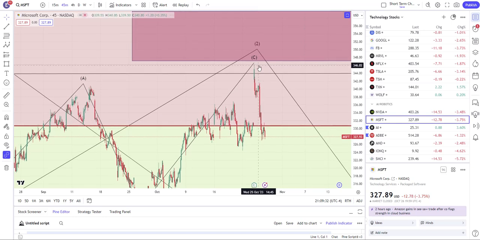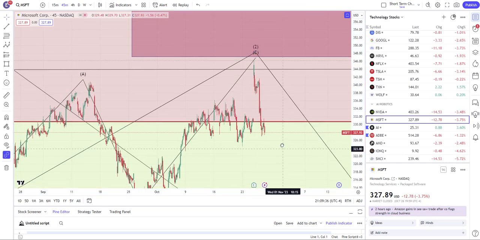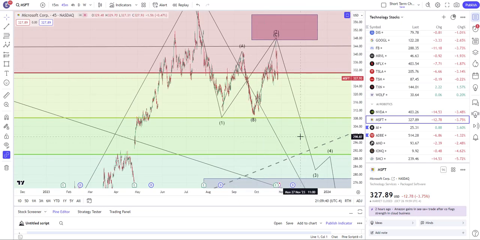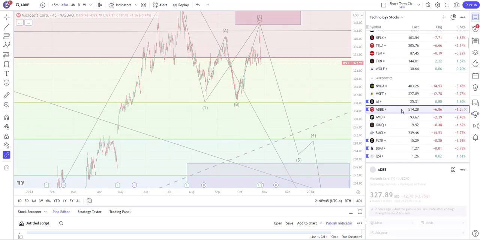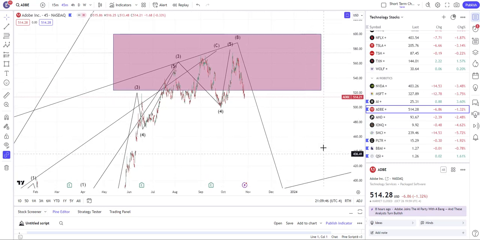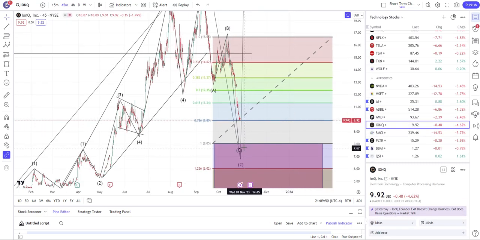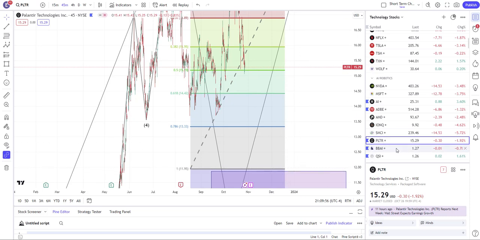Microsoft looks like it just missed our short area by a couple bucks, and then that's all she wrote. Microsoft should succumb to the bearish pressure of the market as well. And Adobe's finally topping out like we have here. Like I say, IONQ, I would like to get this down in this area on my list. Palantir still got to go lower.